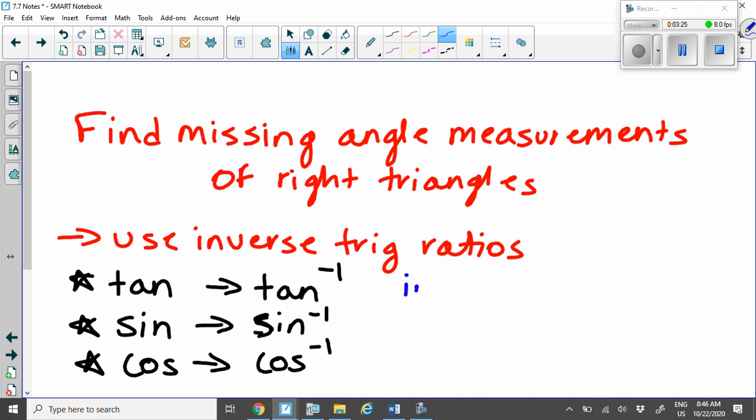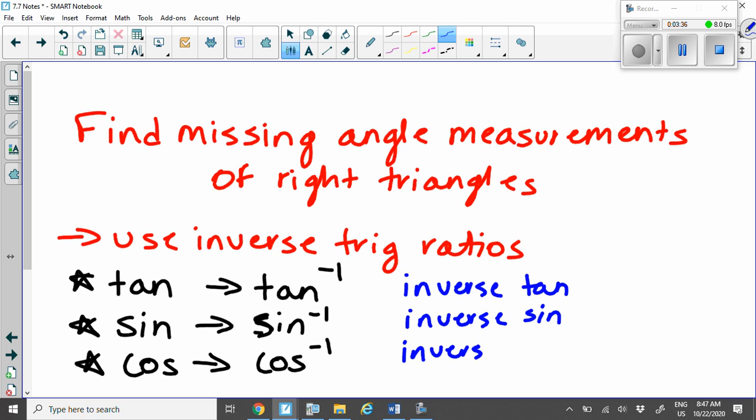So we say inverse tan, inverse sine, and inverse cosine. Okay, so it's not really taking it to the negative first power. It's just how we write and talk about inverse. Now, if we got really into trig, we would use the word arc, like arc tangent, arc sine, arc cosine, but don't worry about that. We're just going to say inverse. So we always use the inverse trig ratios to find missing angle measurements of right triangles.